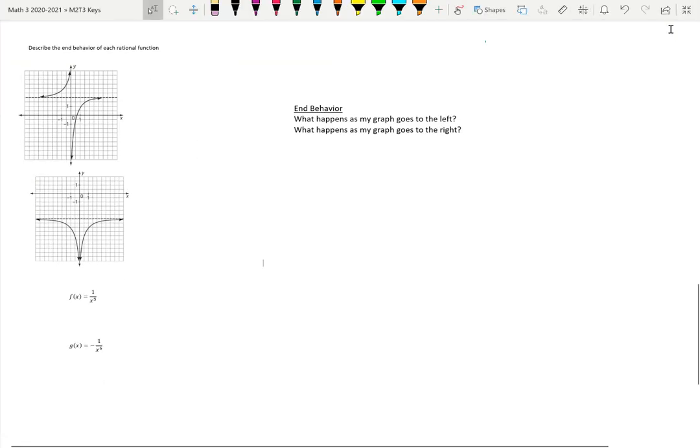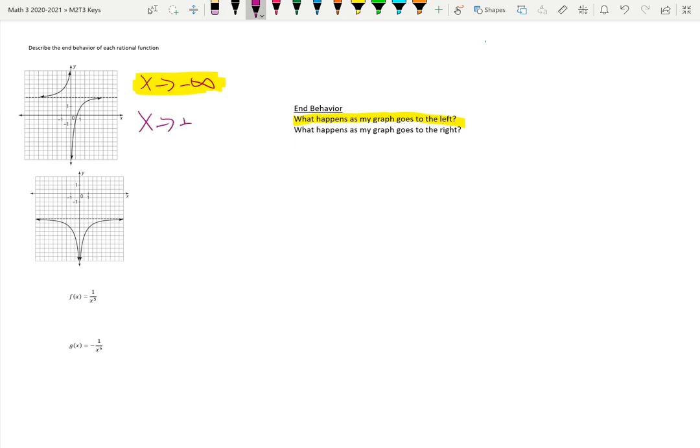Essentially, end behavior is asking two questions. What happens as my graph goes to the left, and what happens as my graph goes to the right? In symbols, it is represented as x approaches negative infinity, aka what happens as my graph goes to the left, as it gets increasingly more negative. The other one is x approaches positive infinity. This is the same thing as saying what happens as my graph goes to the right.